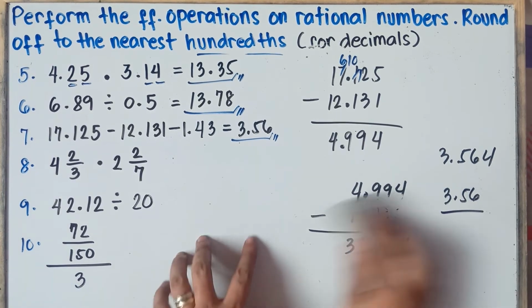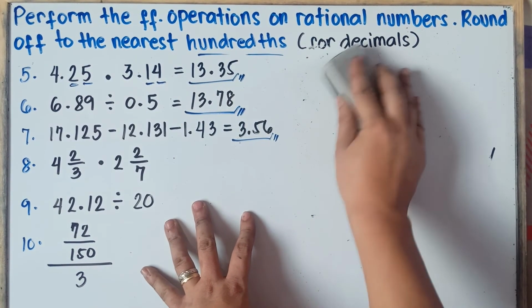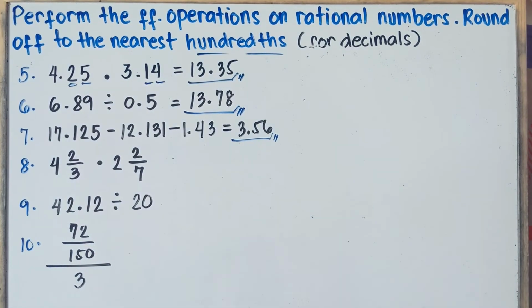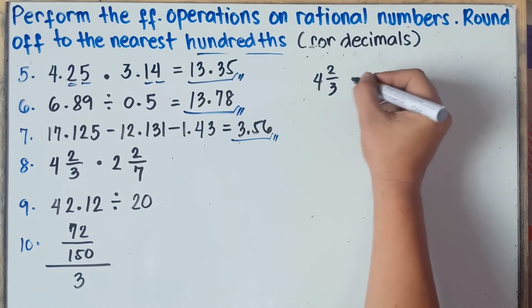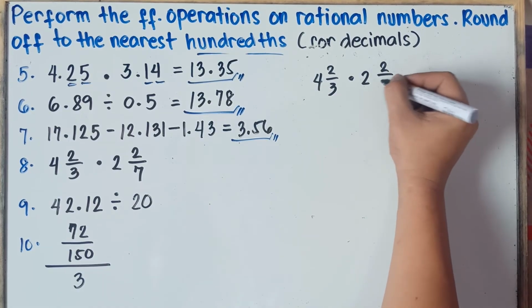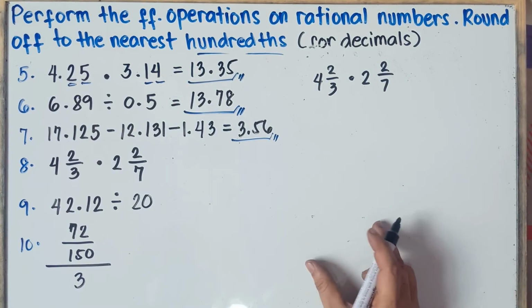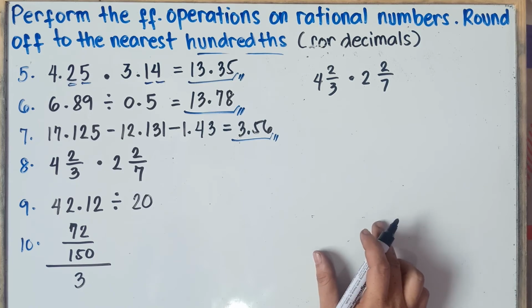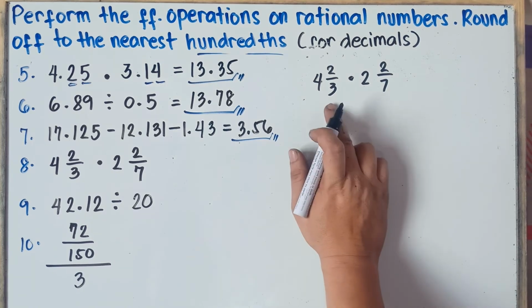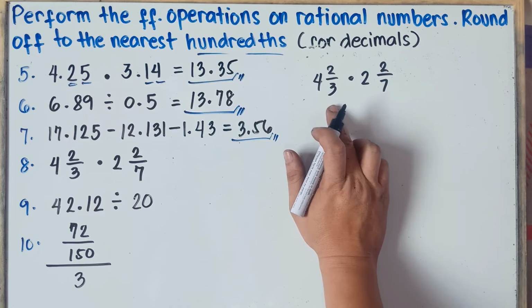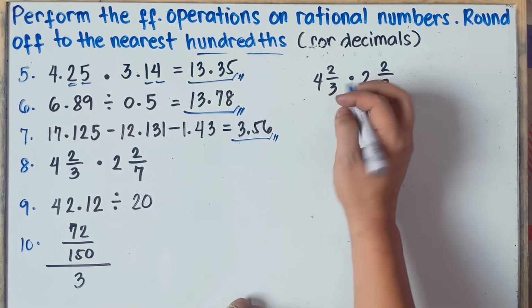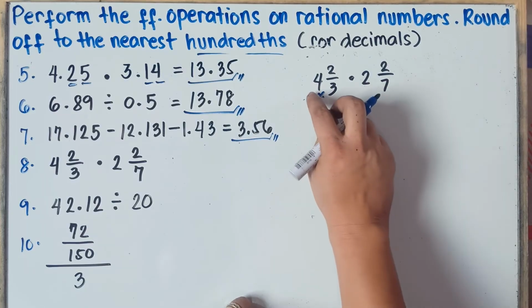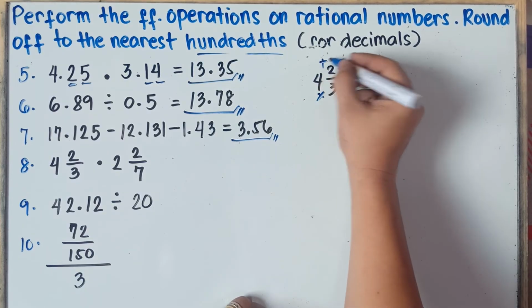Alright, so let's proceed now to number 8. So number 8, 4 and 2/3 multiplied by 2 and 2 over 7. Once again, class, if you're multiplying mixed numbers, you need to convert the mixed numbers into improper fractions before you multiply, class. To do that, simply multiply the denominator by the whole number, and then your answer, class, you add it to the numerator, plus.